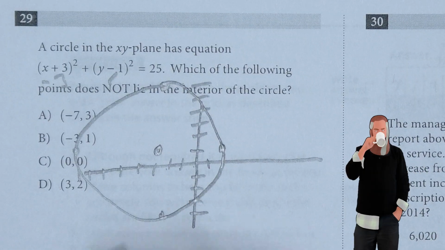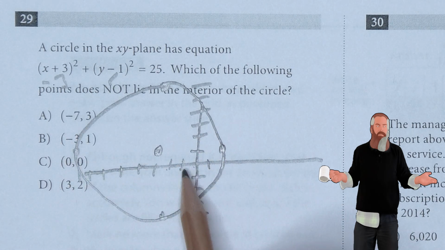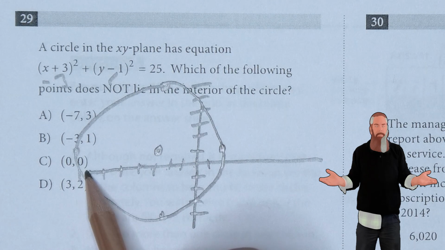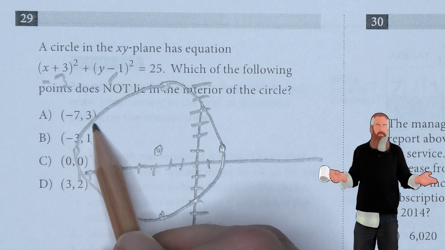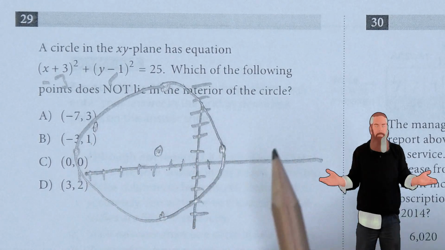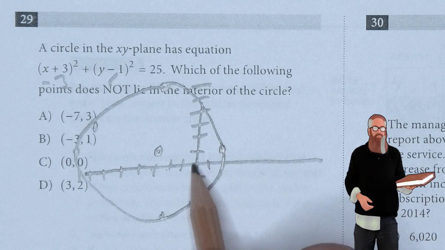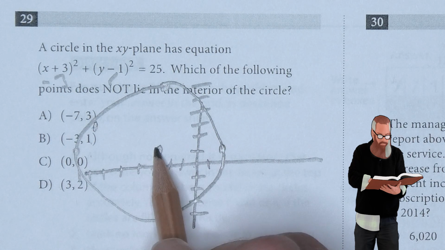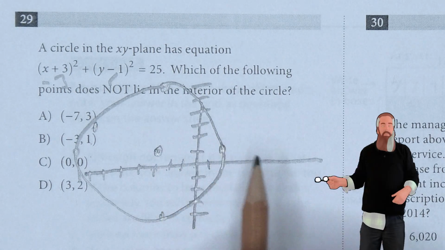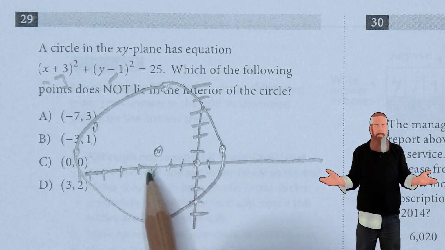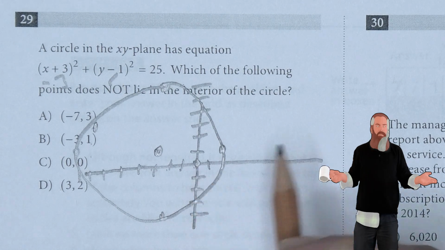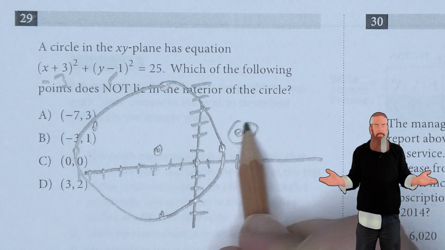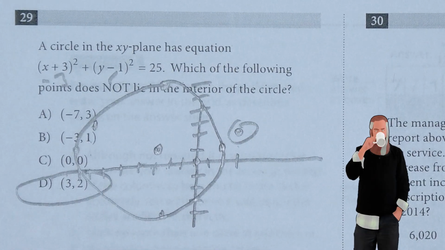So if I went to check these points, and I went -7, 3, this is 1, 2, 3, 4, 5, 6, 7, and 3, that appears to be inside. How about -3, 1? That is the center of my circle, so B is not the answer. (0, 0) is definitely inside the circle, but (3, 2), 1, 2, 3, 1, 2, this is outside the circle, meaning D is the answer.